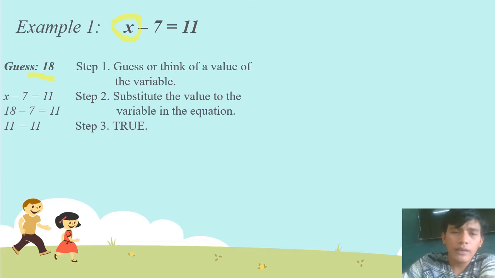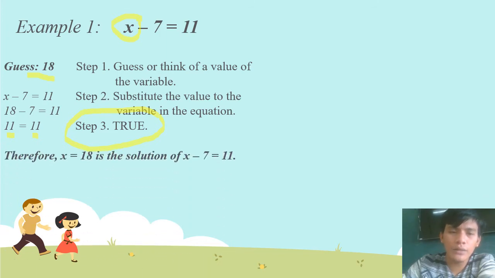Step 3. So we need to solve. 18 minus 7 is 11. And our right side is 11. Therefore, it is true. Then the solution for x minus 7 equal to 11 is 18, or the value of x is equal to 18.